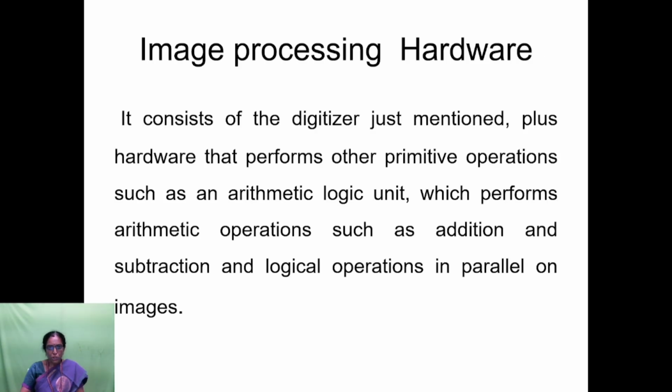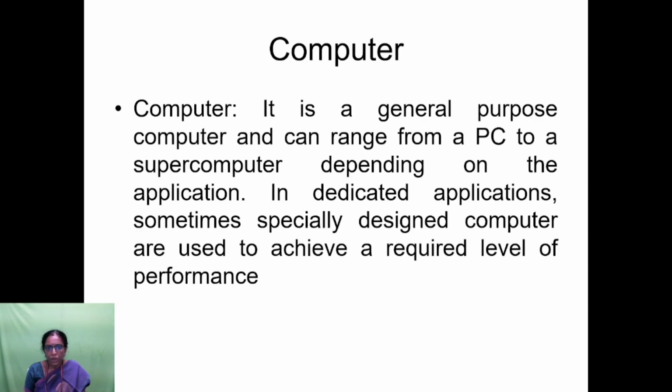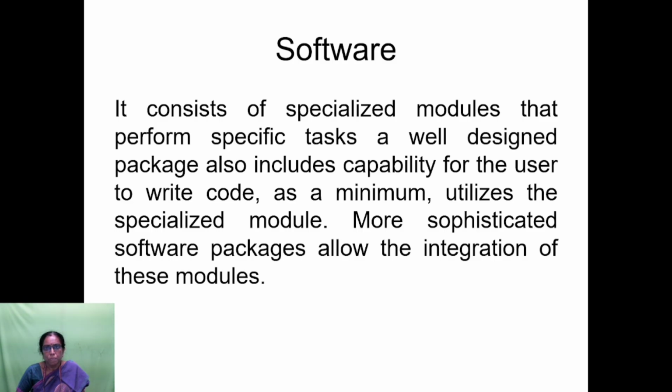Image processing hardware consists of a digitizer and performs other primitive operations such as arithmetic and logical operations on the images. Computer: a general purpose computer is used for the applications. Software consists of specialized modules that perform specific tasks. A well-designed package also includes the capability for the user to write code as a minimum, along with specialized modules. More sophisticated software packages allow the integration of these modules.